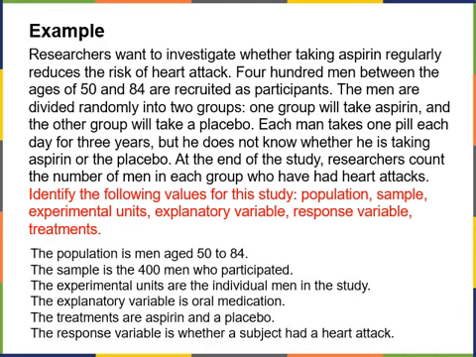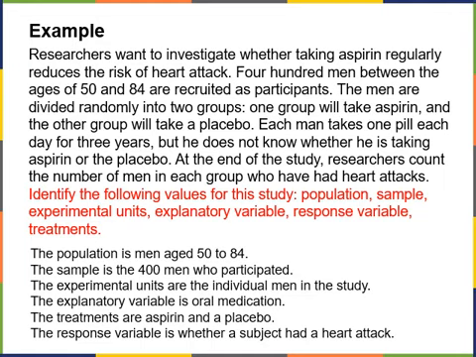Okay? So there's a lot to unpack there, and we need to know what the different terms are. The population that we're looking at studying here is men aged 50 to 84. Now the sample size, again, it's going to be impossible for us to pull every 50 to 84-year-old man in the United States, for example, and have them do this experiment. It's just not possible. So we pick a random sample of 400 men.